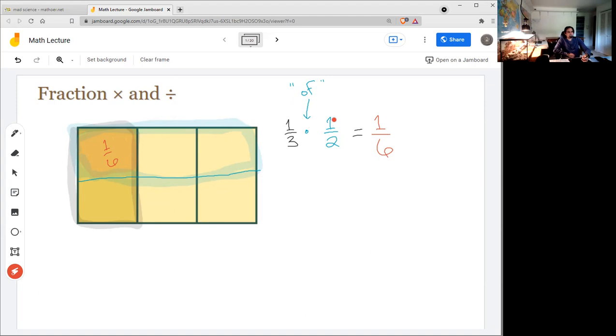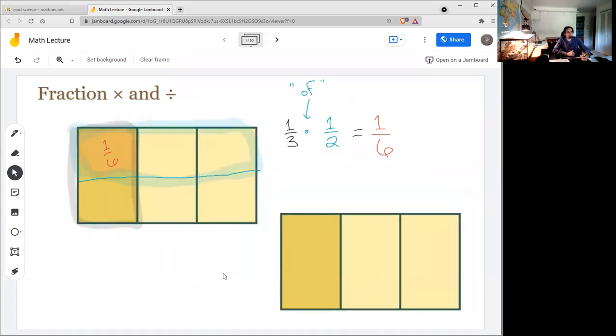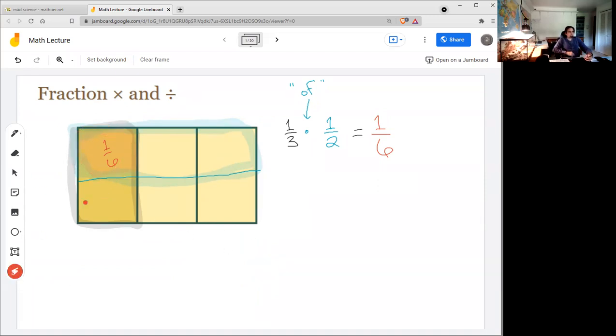If I have what is 1/2 of a third, then I started with my third, and I wanted to take a half of this third here. And so I drew a line down the middle and said, let's look at, say, the top half. And where they overlapped, how big was that? When I'm thinking about it, I have to notice that there are 6 pieces before I can formulate my answer. I have 1 piece out of how many? 1 piece out of 6. My answer is that.